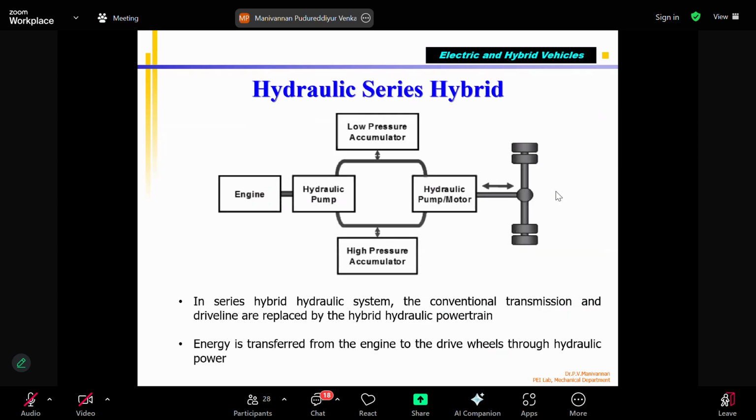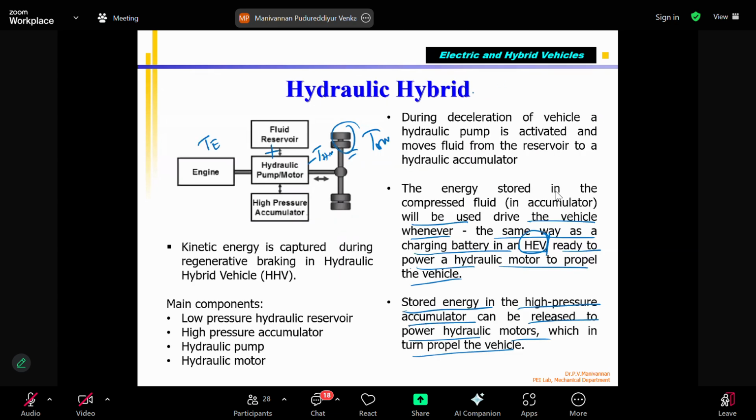Okay. Now, when we talk about hydraulic hybrid, in hydraulic also you have series hybrid, correct? This is a parallel hybrid. Please note that this is a parallel hybrid. The engine is providing torque, and the motor also. Anytime you can decouple. The engine alone can drive, or engine plus motor, depending, correct? So this is like a parallel hybrid.